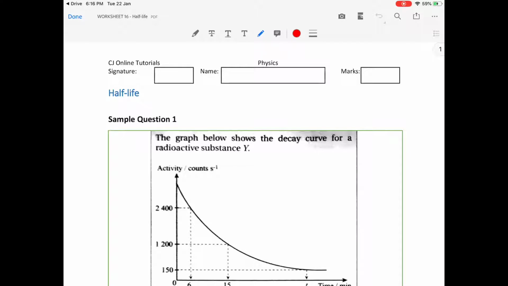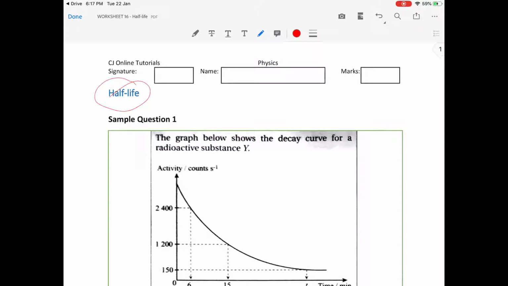Let's try the second set in our nuclear physics chapter. This one here, half-life. Okay, recall that in my class I said that half-life is the time required for the mass of a radioactive element to reach half its original mass. What do I mean by that?